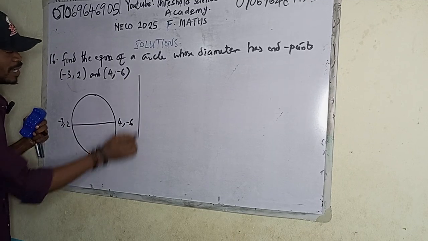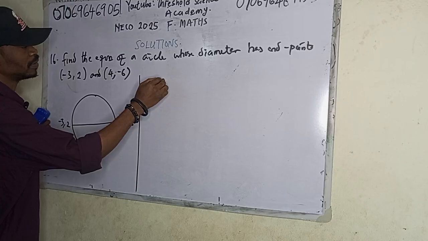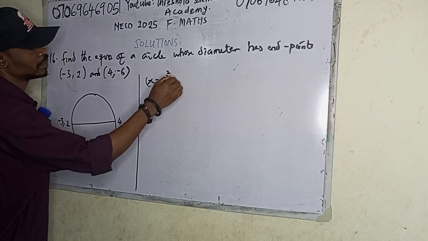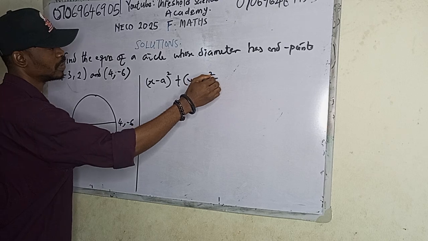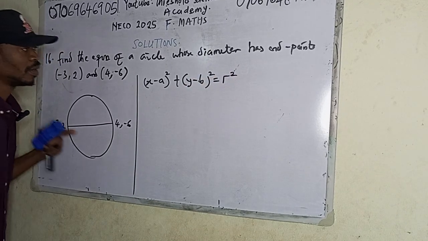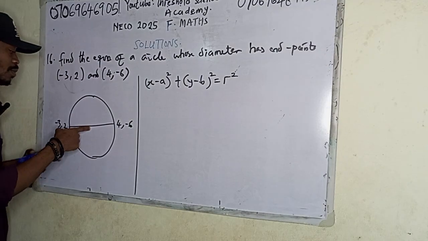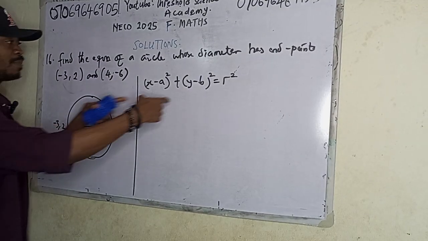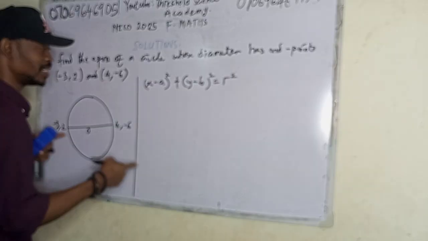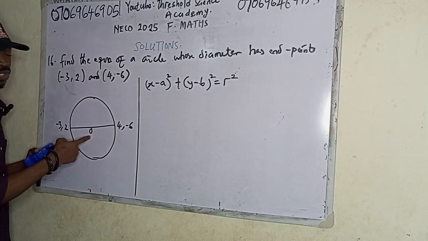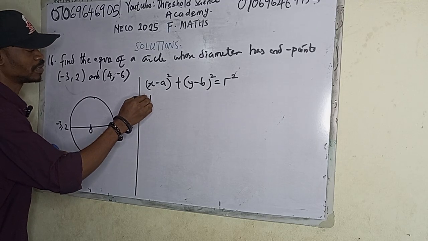Normally, the formula for finding such equation of a circle is going to be x minus a all squared plus y minus b all squared equals r squared. All right. A and B represent the coordinates of the center of the circle, which we do not know now. So let's find the coordinate of the center of the circle, which actually is going to be the midpoint of that particular circle. So we're going to use the equation of midpoint.